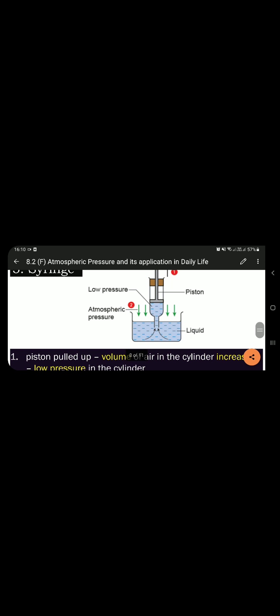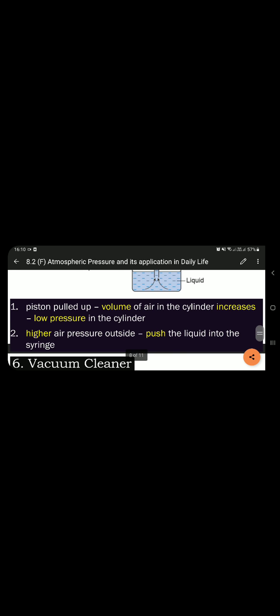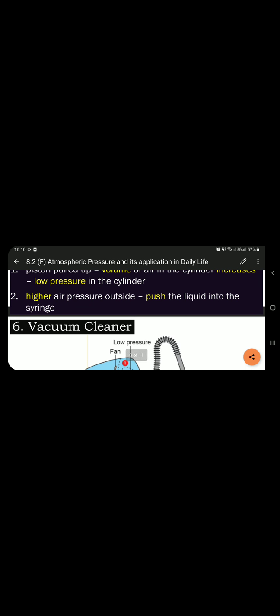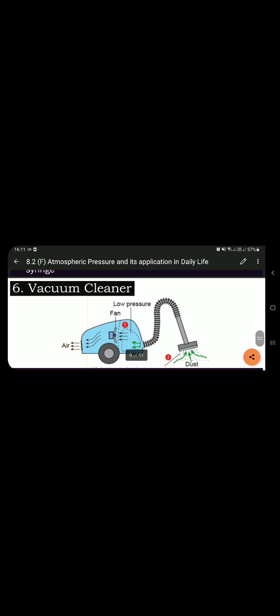Okay, syringe pun sama juga, lower pressure dalam syringe tersebut. So, higher atmospheric pressure di kawasan yang luar daripada syringe akan menolak liquid masuk ke dalam syringe. So mesti ada guna perkataan low air pressure, high atmospheric pressure. Okay, perkataan ni mesti digunakan lah supaya menunjukkan high and low. Saya sarankan kamu guna high and low lah sebab dia memang paling simple sekali nak ingat.